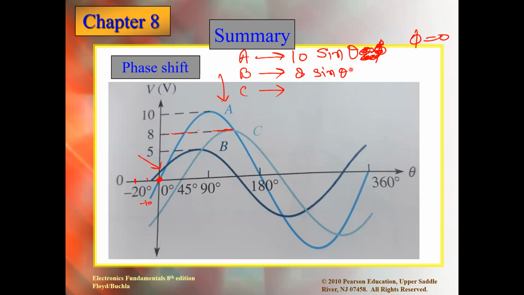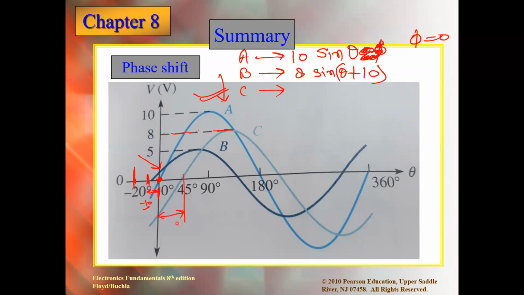So here we will be having positive, and how much it is leading, you need to check this angle from the 0 reference because up to here 20 is given. So the half will be 10. So it will be sine theta plus 10. This is the equation for the B. Similarly, the equation for the C. If you look, C is starting late now.